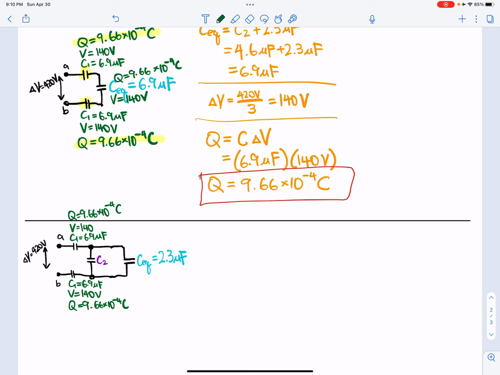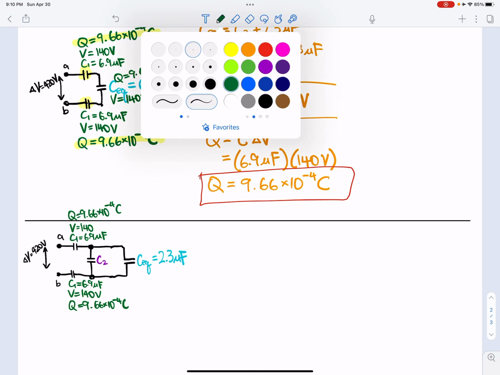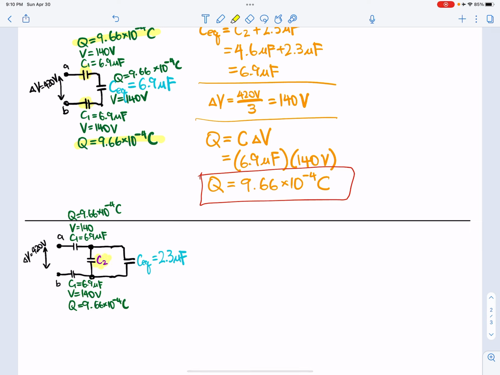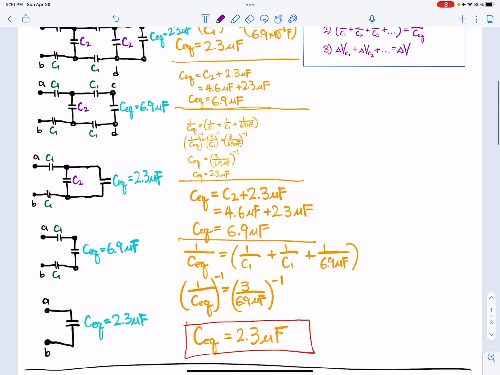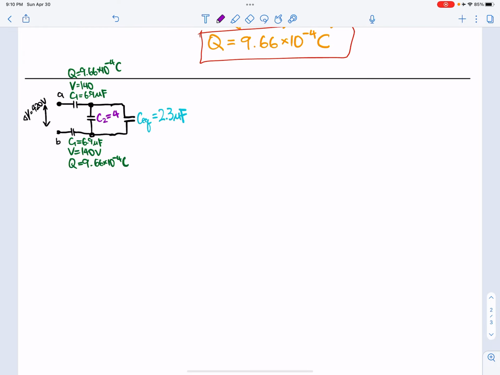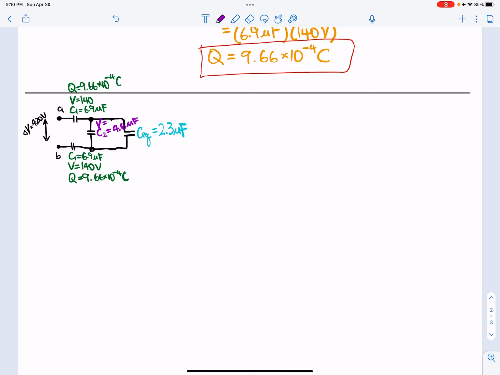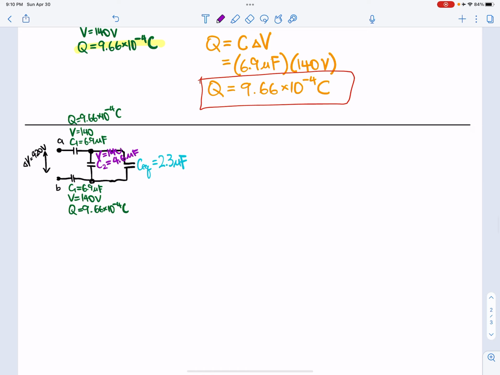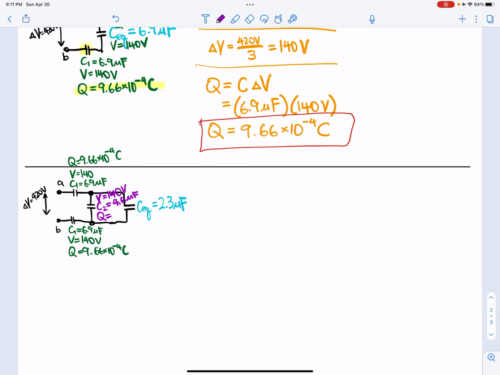Okay, so now let's find the charge for our C2. I know C2 is equal to 4.6 microfarads. The voltage here is 140 volts, right? And now I need to find the charge.